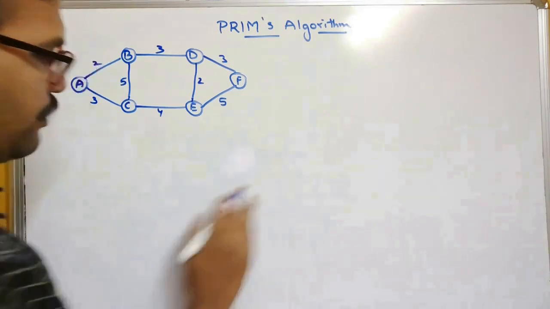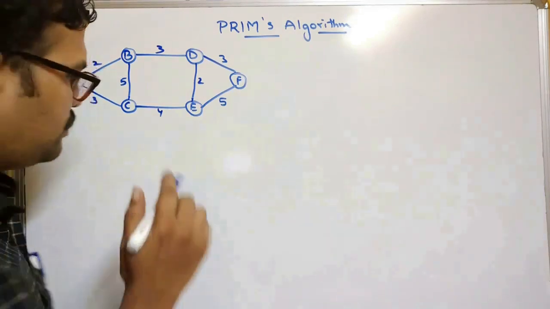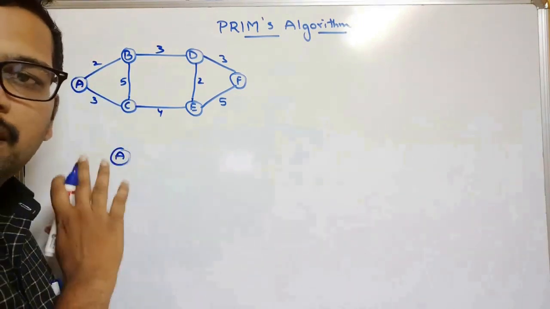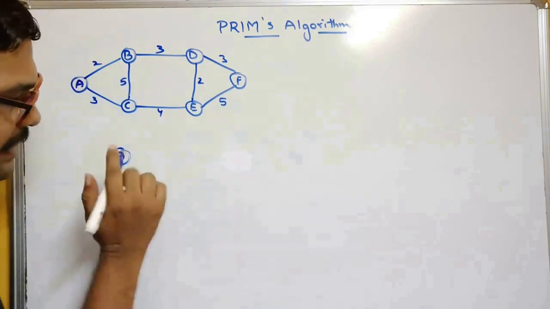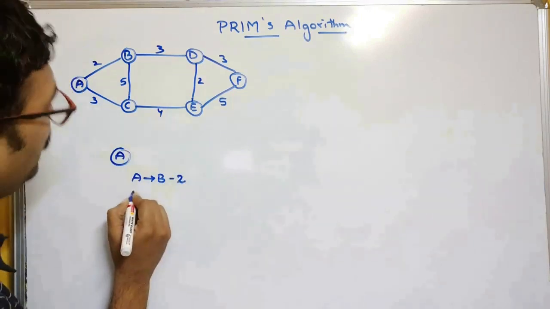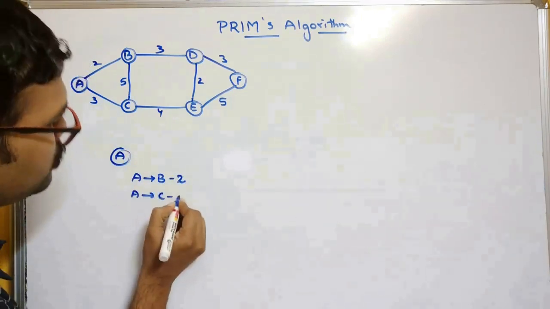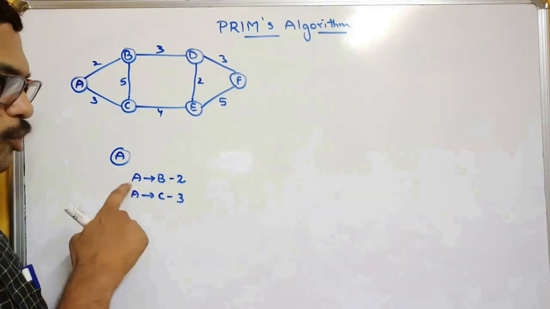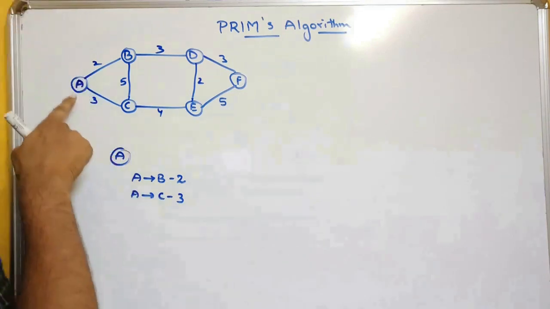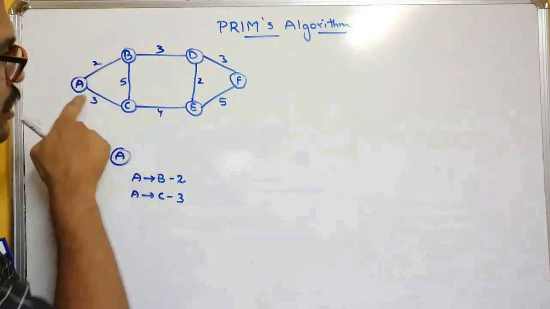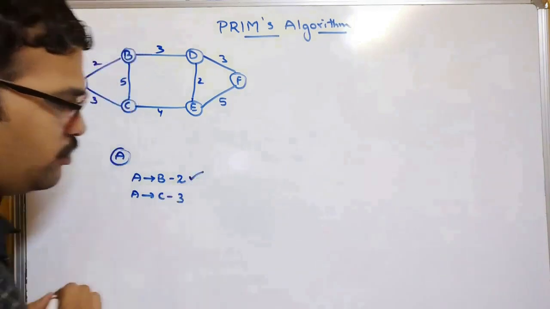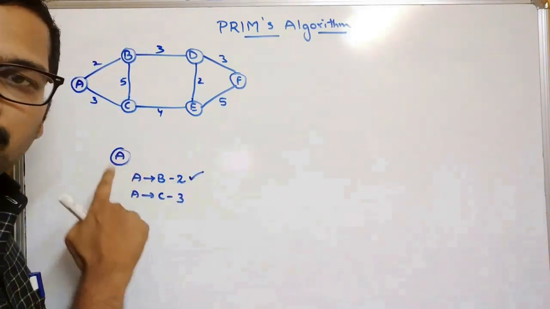First consider any vertex. I will start with A, and I have included this in the spanning tree. Now consider all the edges from A. You can see A to B with a cost of 2 and A to C with a cost of 3, right? We need to select the least weighted edge because A has two edges. Consider the least weight; this is the least among these two. So we need to add B to the spanning tree.